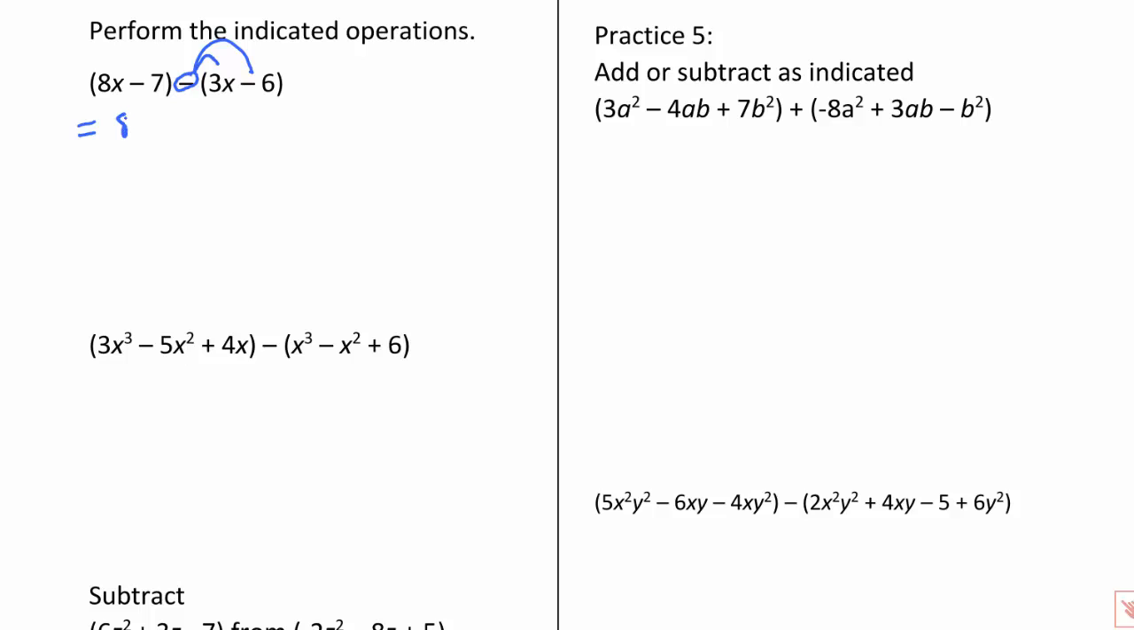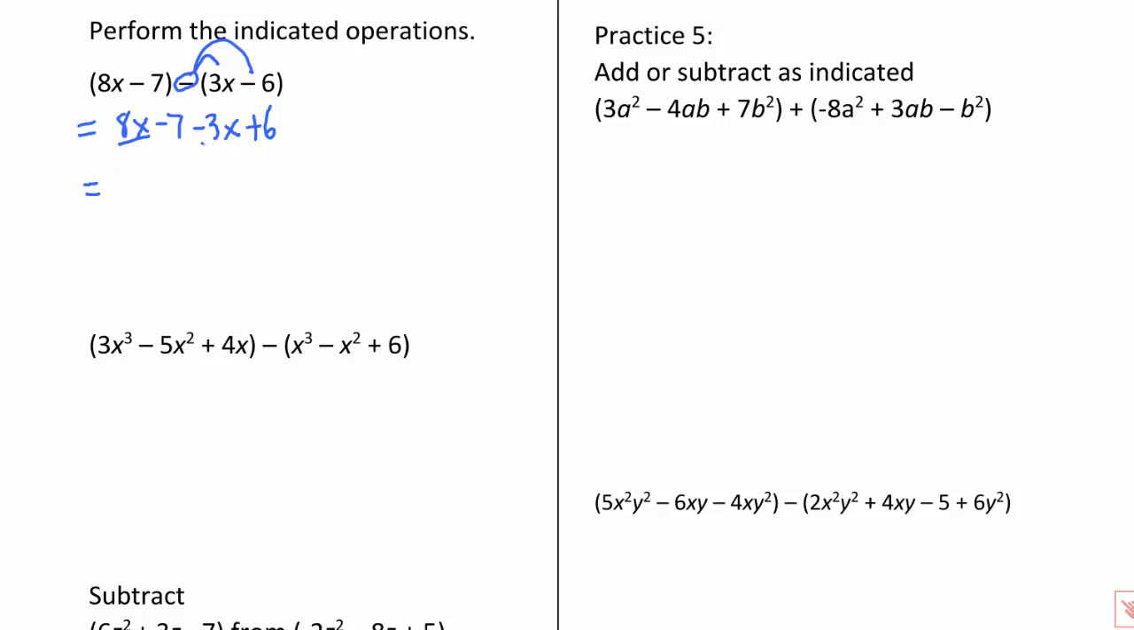So this means 8x minus 7, and then distribute the negative here, 3x becomes negative 3x, and this negative 6 becomes positive 6 because it changes the signs of both terms of the second polynomial. And then you just combine like terms.